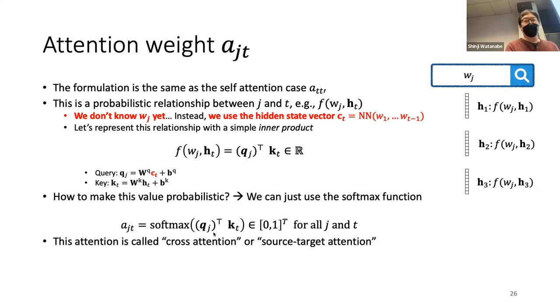So this approach is also called cross attention or source-target attention, because compared with the self-attention case, we have to care about two modalities, two different sequences. So this cross means trying to connect the two modalities. These two modalities usually have a source and a target. In our case, the encoder hidden state is the source, and the output speech recognition token result is the target. So this is also called source-target attention.